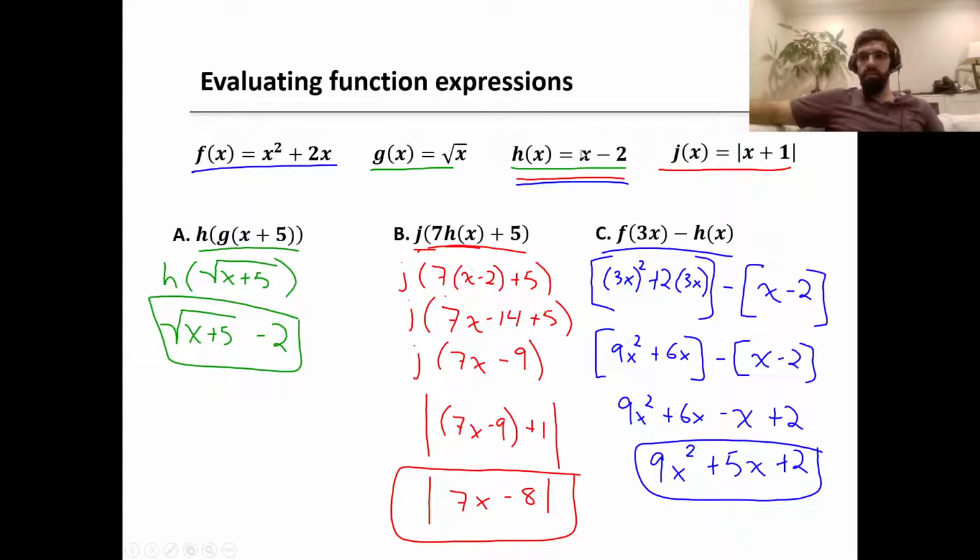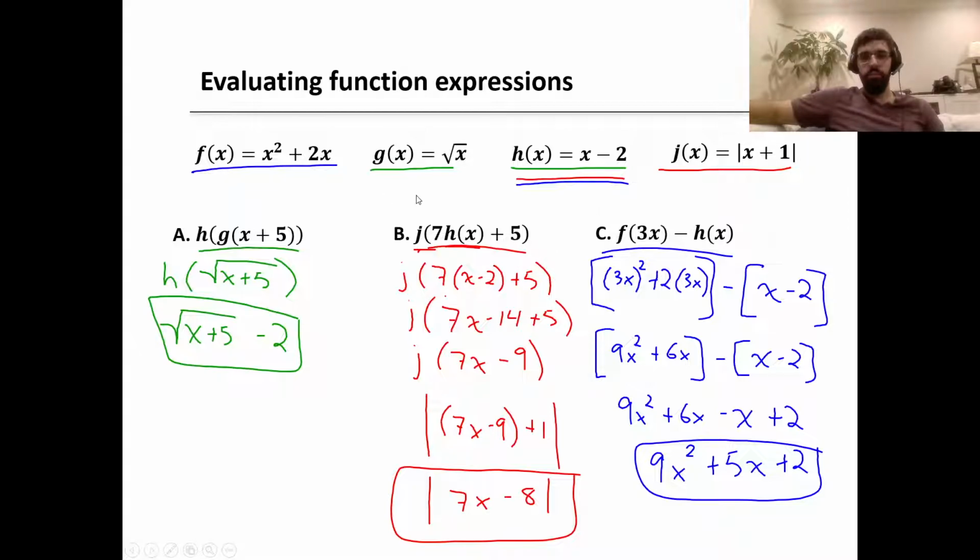Since h is x minus 2, and our input is the square root of x plus 5, then the x in our h function is going to be replaced with the square root of x plus 5. So h of the square root of x plus 5 is going to be the same as the square root of x plus 5 minus 2. And that minus 2 just comes from our h function.